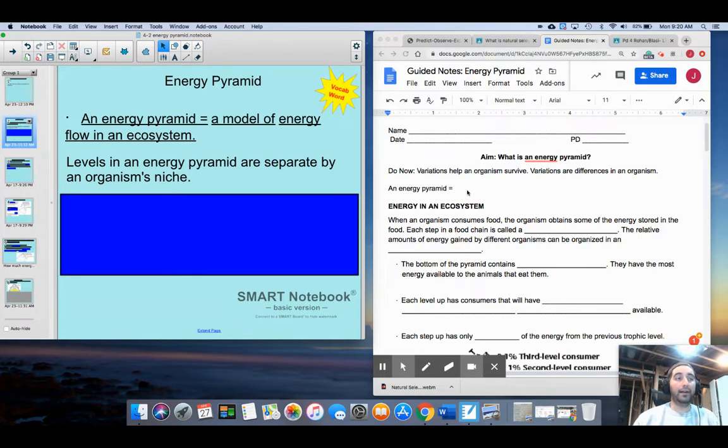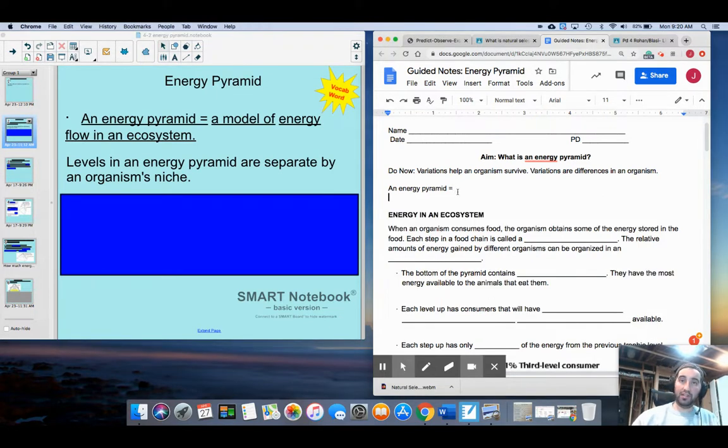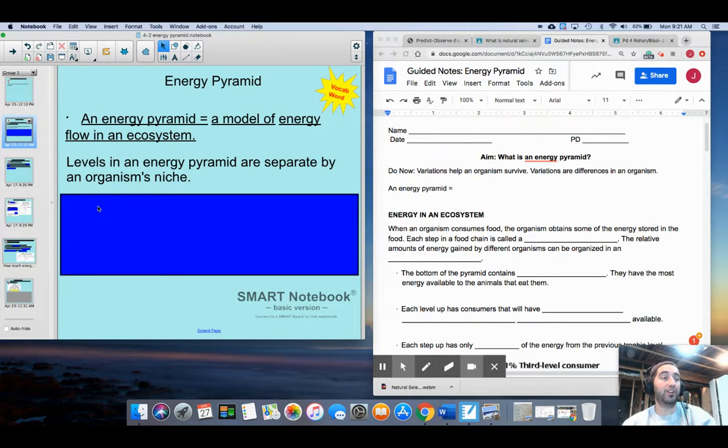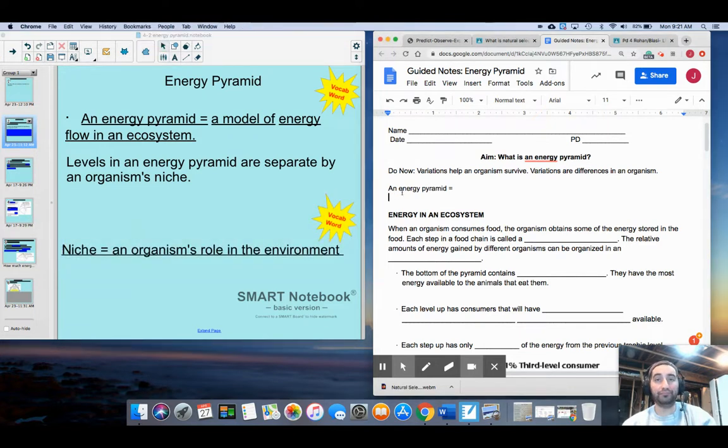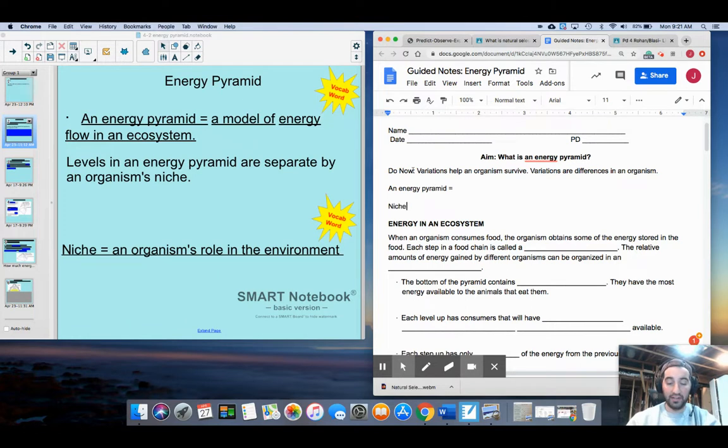Also, you're going to write down what's underlined only. Levels in an energy pyramid are separated by an organism's niche. So a niche, you're going to have to write that down too. A niche is defined as an organism's role in the environment. So we have two new vocab words: energy pyramid and niche. If you need more time, press pause and finish those definitions.